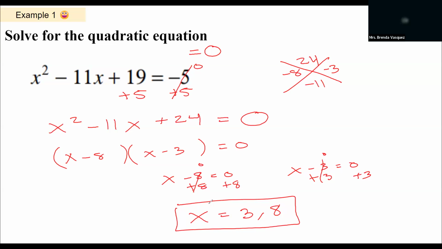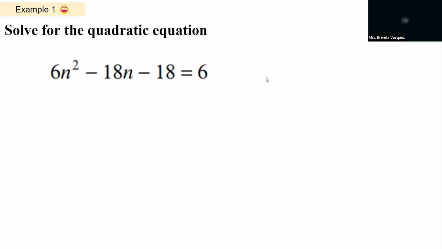Okay. All right. Let's see if you guys got this, before I give you a practice assessment here. Assignment. Go ahead and try this one. Let's see if you guys got this. 6n squared minus 18n minus 18 equals 6.